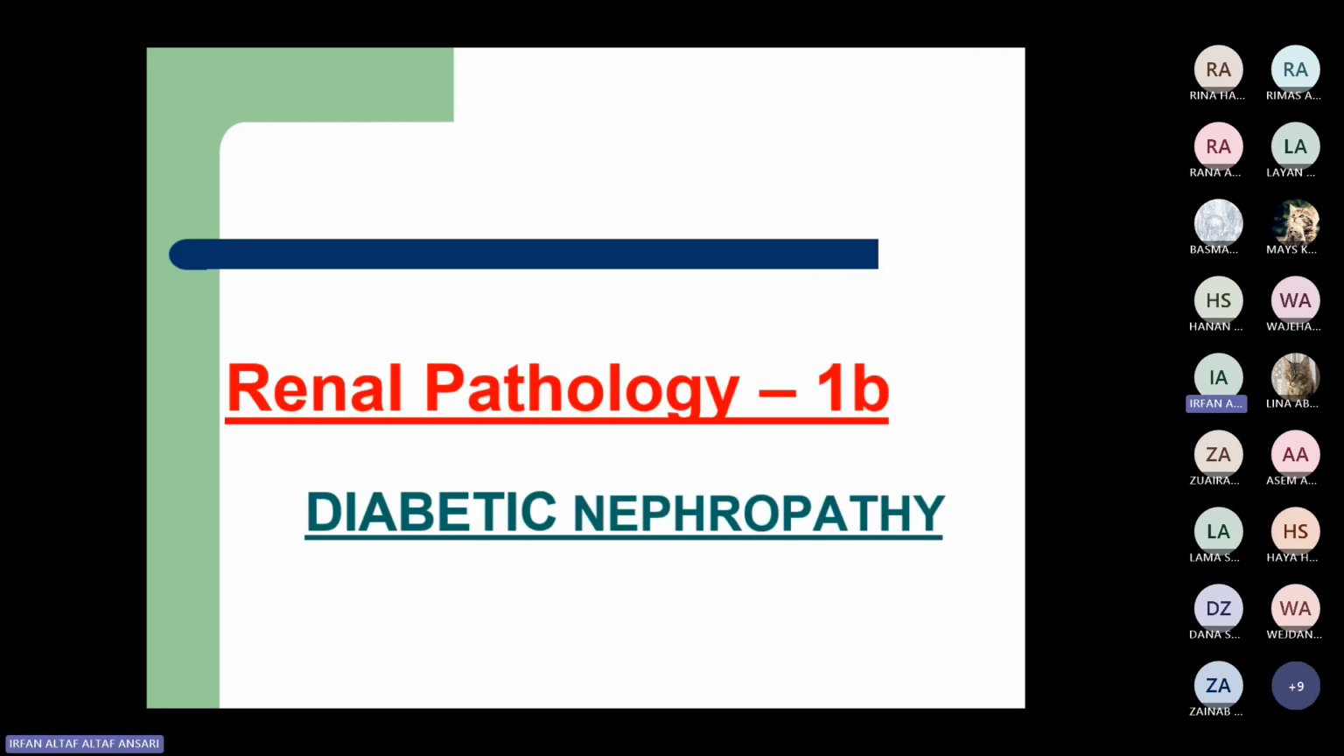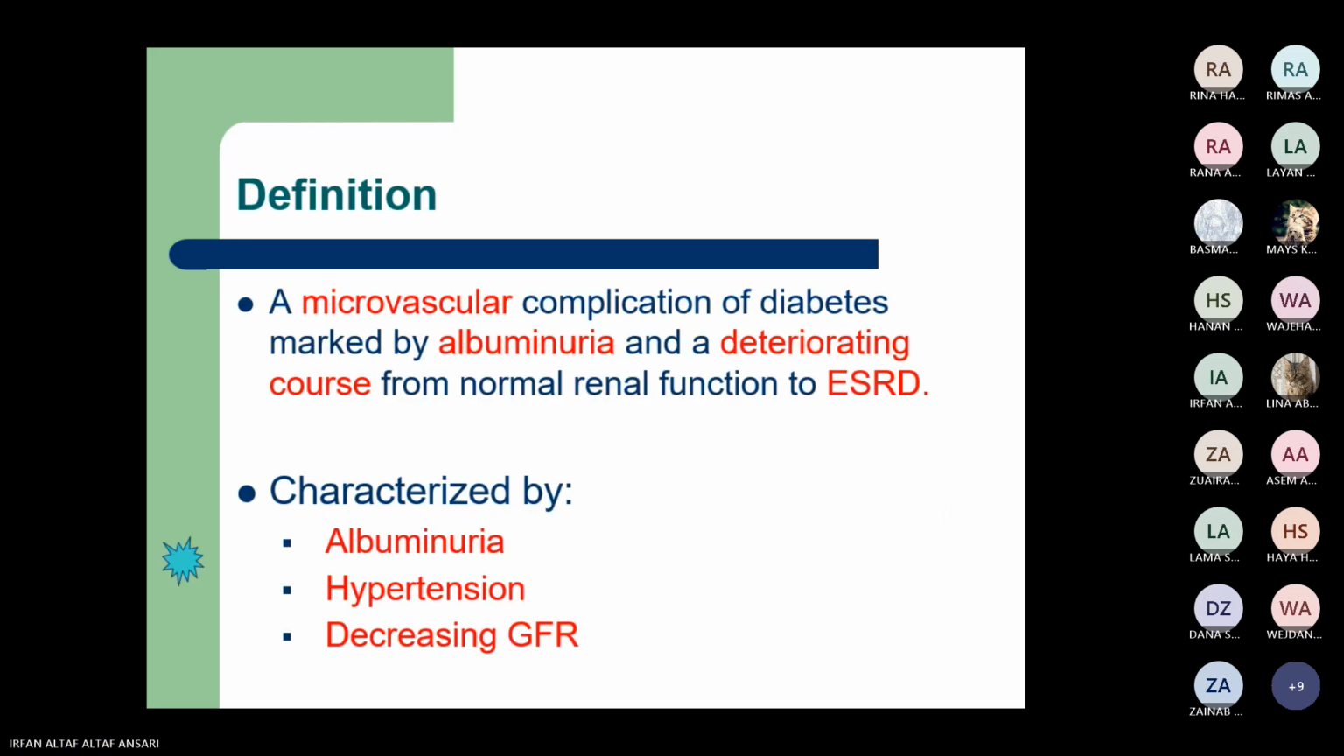Now we go to diabetic nephropathy. So what is the definition of diabetic nephropathy? It is a microvascular complication of diabetes. The main manifestation is marked by albuminuria and a deteriorating course of normal renal function, which eventually leads to end stage renal disease. So it's a microvascular complication, starting with albuminuria, then there is deteriorating renal function, and eventually it turns into end stage renal disease.